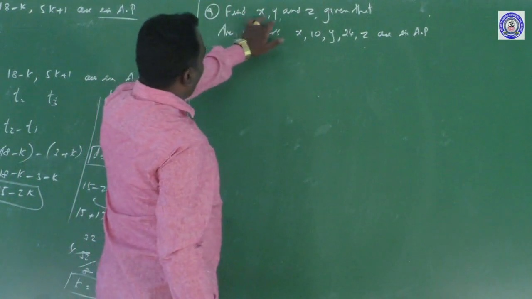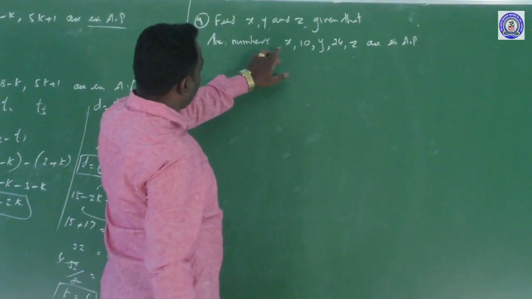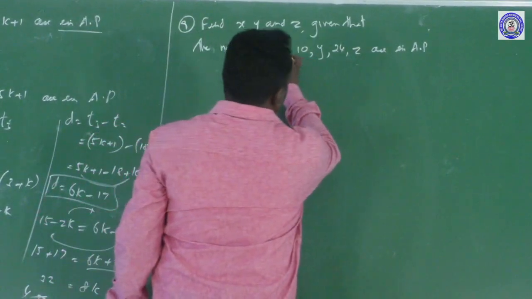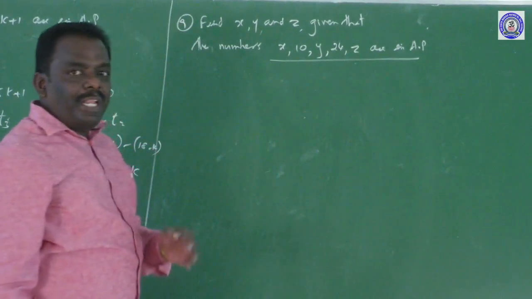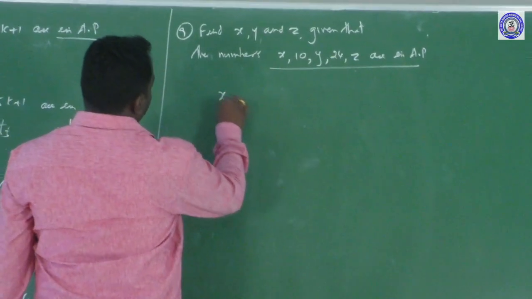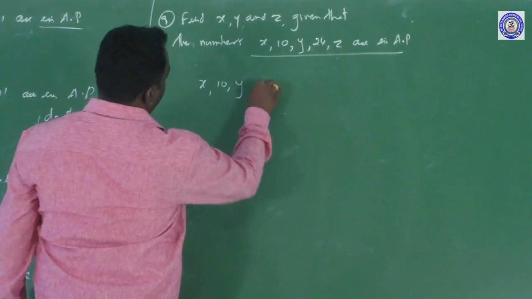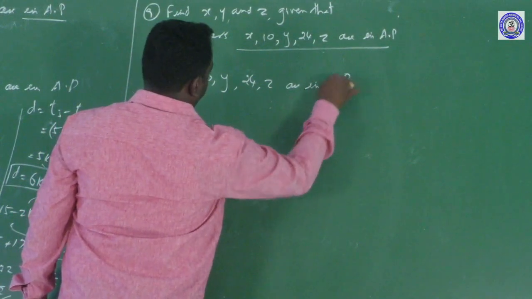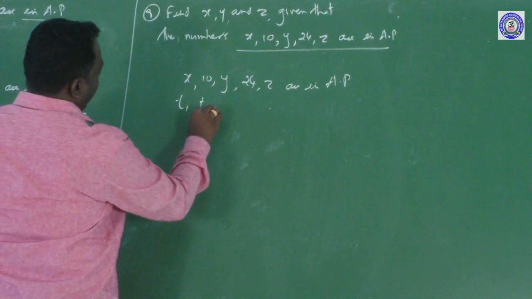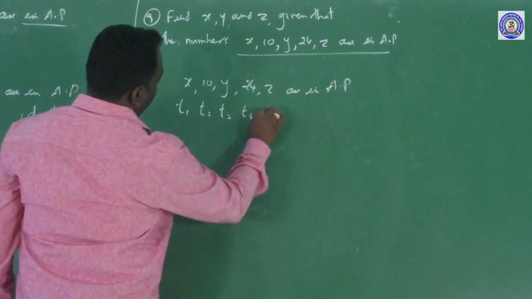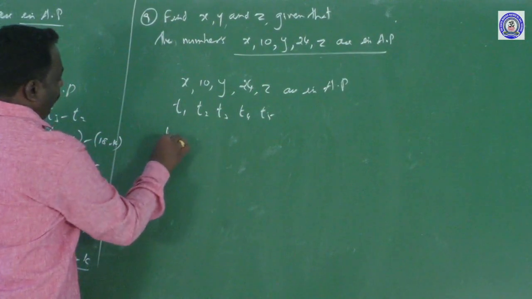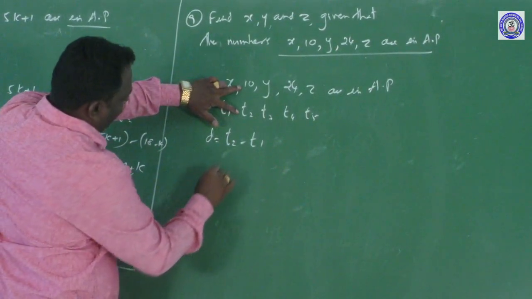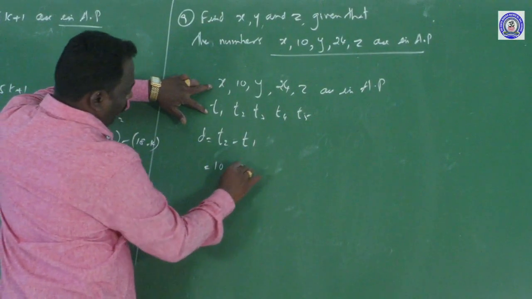Find x, y, and z, given that the numbers x, 10, y, 24, z are in AP. Since they are in AP, the common difference should be equal. Now, x, 10, y, 24, z are in AP: first term, second term, third term, fourth term, fifth term. First, find the common difference d equal to second term minus first term. Second term equals 10, first term equals x.